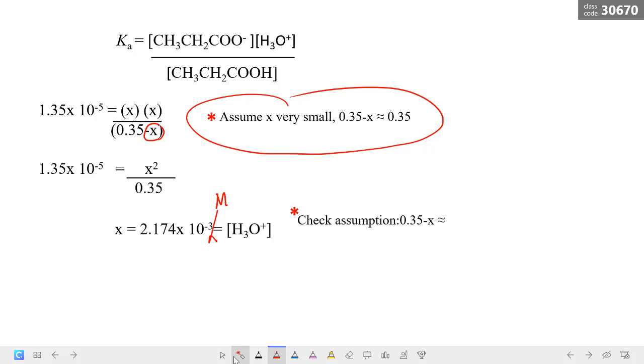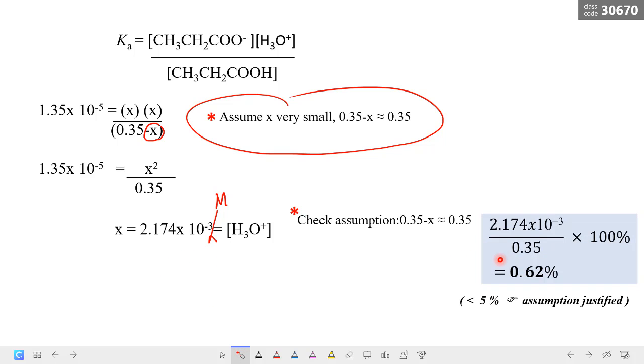Nilai X yang you dapat ni tadi, okay, the X value obtained, divide by the initial concentration. Jadi, nilai X kita dapat 2.174 darab 10 negatif 3 bahagikan dengan initial concentration darab 100. So, you dapat kat sini 0.62%.